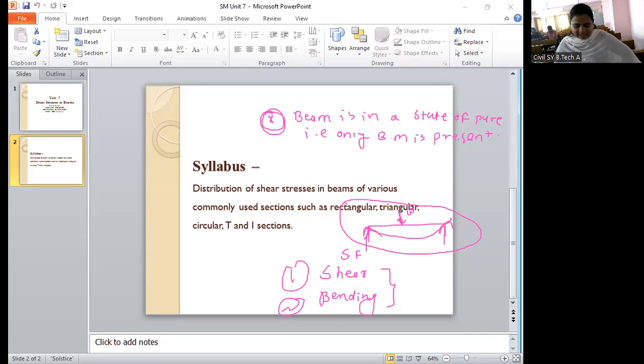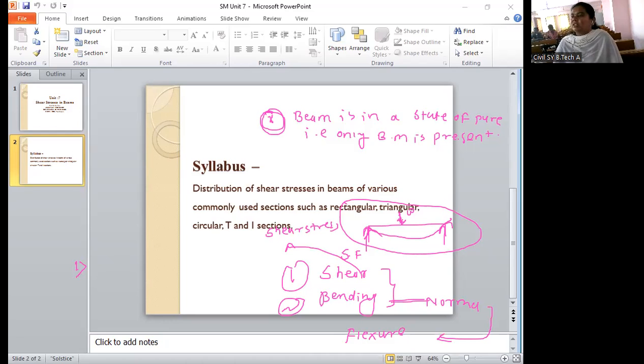So these stresses will be calculated using which formula? Bending stresses or normal stresses will be calculated using the flexure formula. So before starting unit number 7, you have to remember the first point. Already we know that when the beam is in a state of pure bending, only bending moment is present and shear force is 0. However, in reality, the beam carries two stresses: shear stress and bending stress. These bending or normal stresses are calculated using the flexure formula, and the shear stresses are calculated by the shear stress formula. That much is the basic.